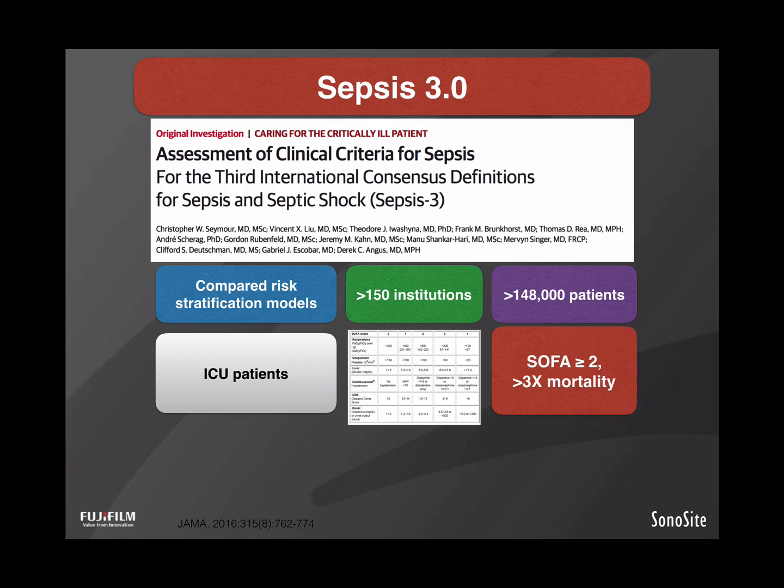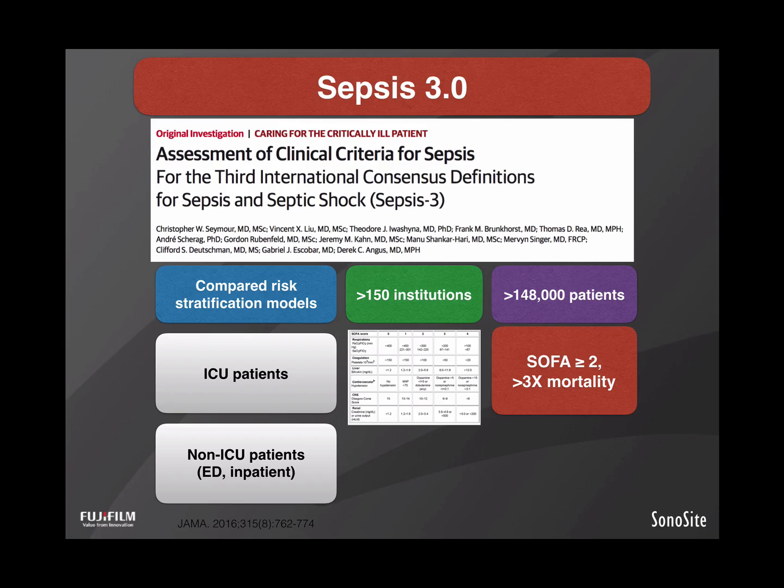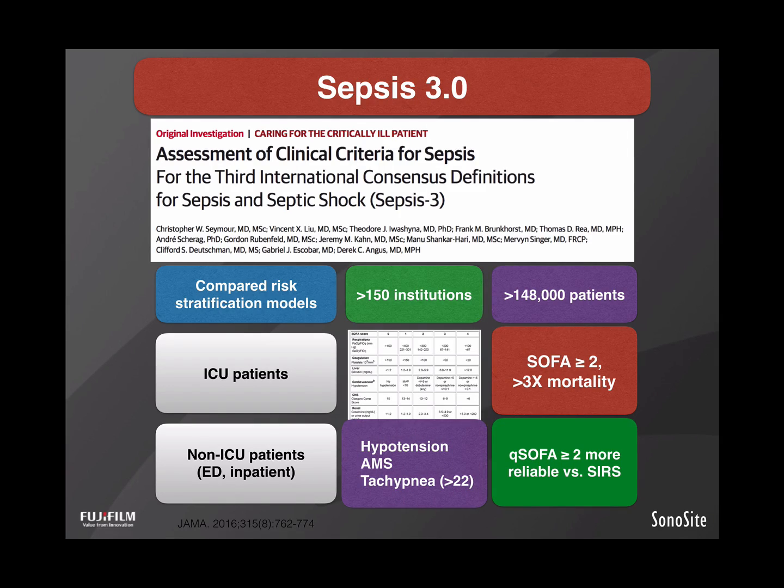Now in the ED patient or in other patients where you don't necessarily have the data to calculate a SOFA score, you can actually use a quick SOFA or QSOFA, and if you meet 2 out of the 3 criteria, that is also predictive of this new definition of sepsis. Patients need to have hypotension, altered mental status, or tachypnea with a respiratory rate greater than 22. So if you have 2 out of 3 of these criteria, then you should really suspect sepsis.